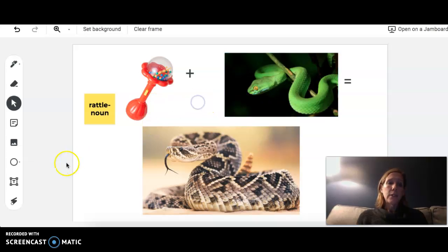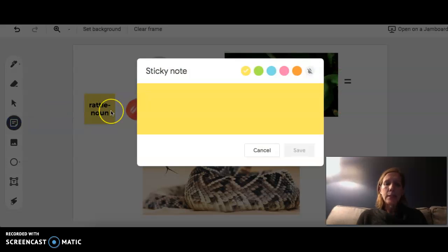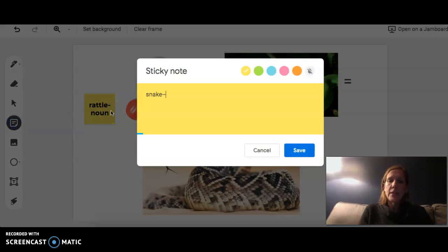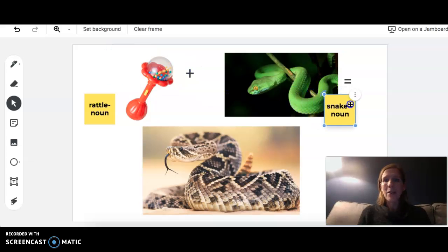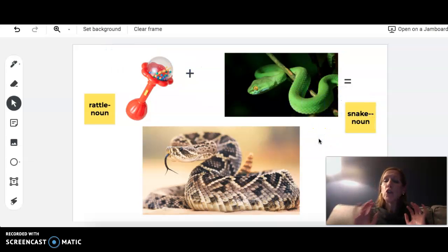Snake, well, this is just a beautiful green snake. I don't know what kind of snake it is, but this snake, of course, is an animal. It's a thing, so it's a noun. Okay, so we've got another noun plus a noun. But I want you to keep in mind that rattle could be a verb depending on the sentence.